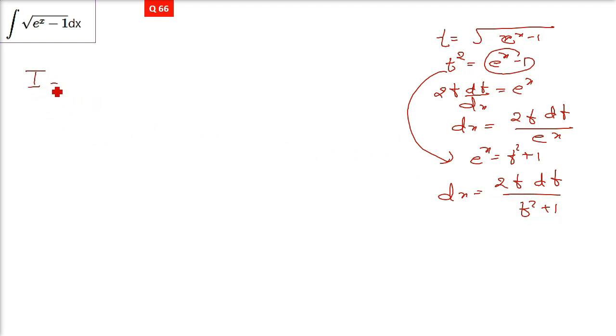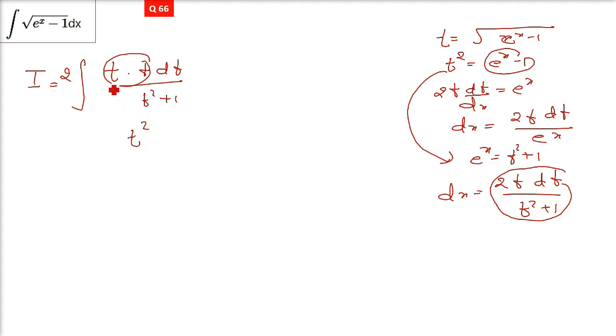So what is the benefit now? Integration will be, this will be t. Under root e raise x minus 1 will be t. And this whole dx will be 2t dt by t square plus 1. Let us write it. 2t dt by t square plus 1. 2, I am taking it in front of the integral sign. This will be t square, the denominator will be t square plus 1, and dt will remain like that.